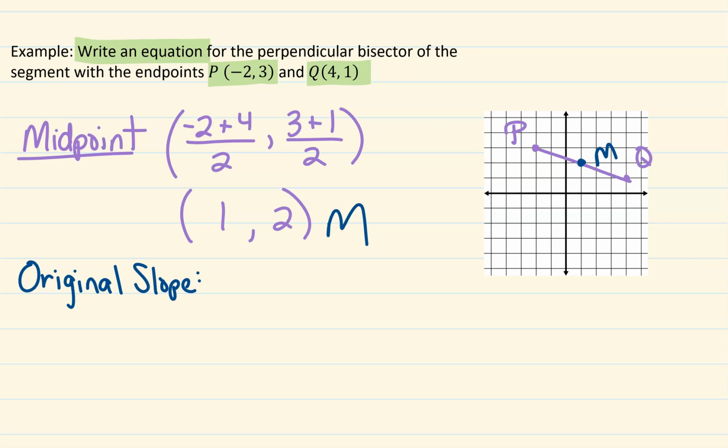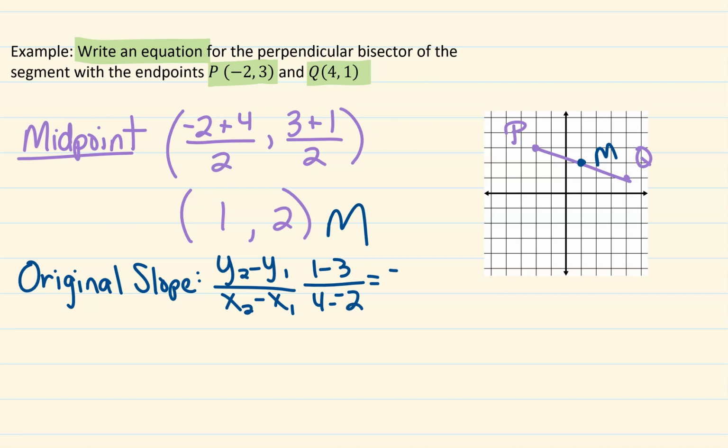If you have the graph, you can find slope by doing rise over run. If you just have the ordered pairs, you can use the slope formula. So I'm going to go ahead and use the slope formula for this one. y2 minus y1 over x2 minus x1. We're going to subtract our y's. 1 minus 3 over 4 minus -2.